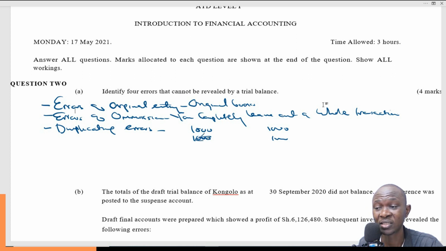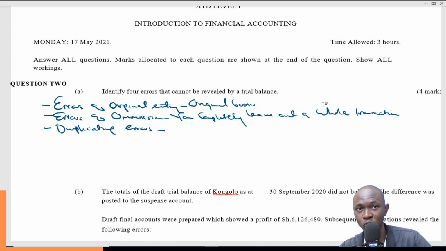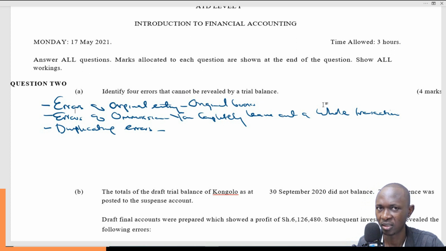You post one transaction twice, and because the transaction is correct, it's just that you posted twice. You know, the debit and credit side will agree. Why? Because the same amount you posted to the debit side is the same amount you posted to the credit side. And the trial balance basically is used to check using the totals on the debit and the credit side. Since you posted the same amounts twice on the debit side and also on the credit side, the trial balance will not have anything to disclose in terms of differences because they are the same figures.